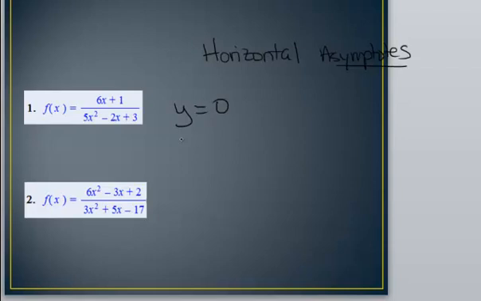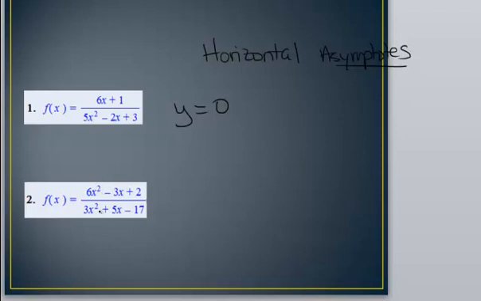There's a mathematical reason why this is the case, but for the purposes of this video, we're just going to assume that you either know or you don't want to know what these reasons are. So if your degree here is 1 less than your degree here, or more, then your horizontal asymptote is y equals 0. The second case is if these degrees are the same.